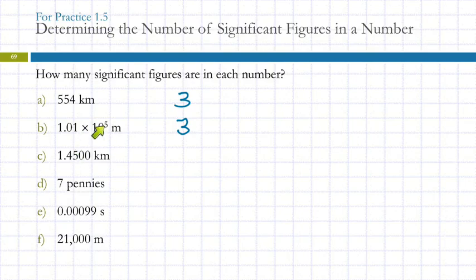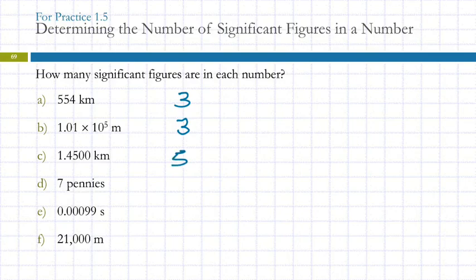The times 10 to the something is what's holding the decimal place. So the times 10 to the something, those aren't significant digits, but everything in front of the multiplication sign is. You'll always have a decimal point with any zeros. So here we have a trapped zero. We have 3 sig figs there. 1.4500 kilometers. 5. We have trailing zeros, but there's a written decimal point, so we're going to count those zeros.